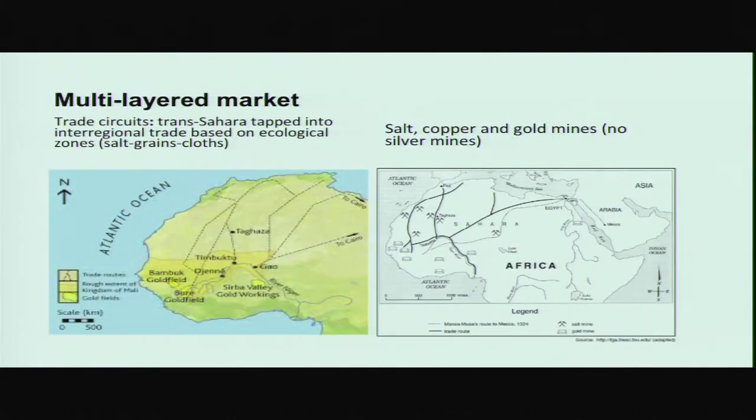Why was this? First of all, West Africa, you can see, was divided in ecological areas because you have the desert, the Sahel. You couldn't cultivate cotton or grain, but you have salt, cattle, and copper. And then you have the savanna, and in this part you can have grains and cotton. So there was a big regional exchange between these two areas. I'm just talking on this area. And in this area, you have the trans-Saharan trade.